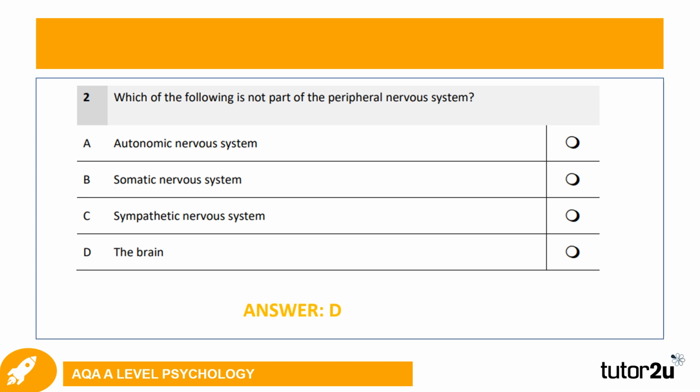Okay, well done if you went with the answer D, the brain. Hopefully you were able to identify that the brain is not part of the peripheral nervous system and is in fact part of the central nervous system. Just remember, the central nervous system is made up of the brain and the spinal cord, and it's not part of the peripheral nervous system.